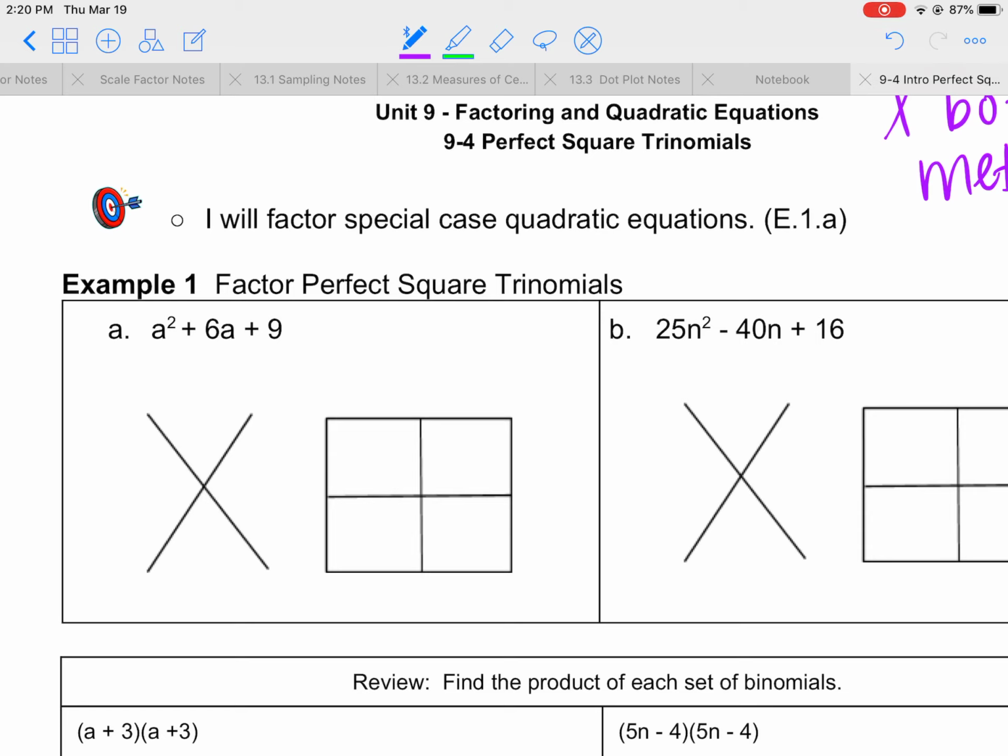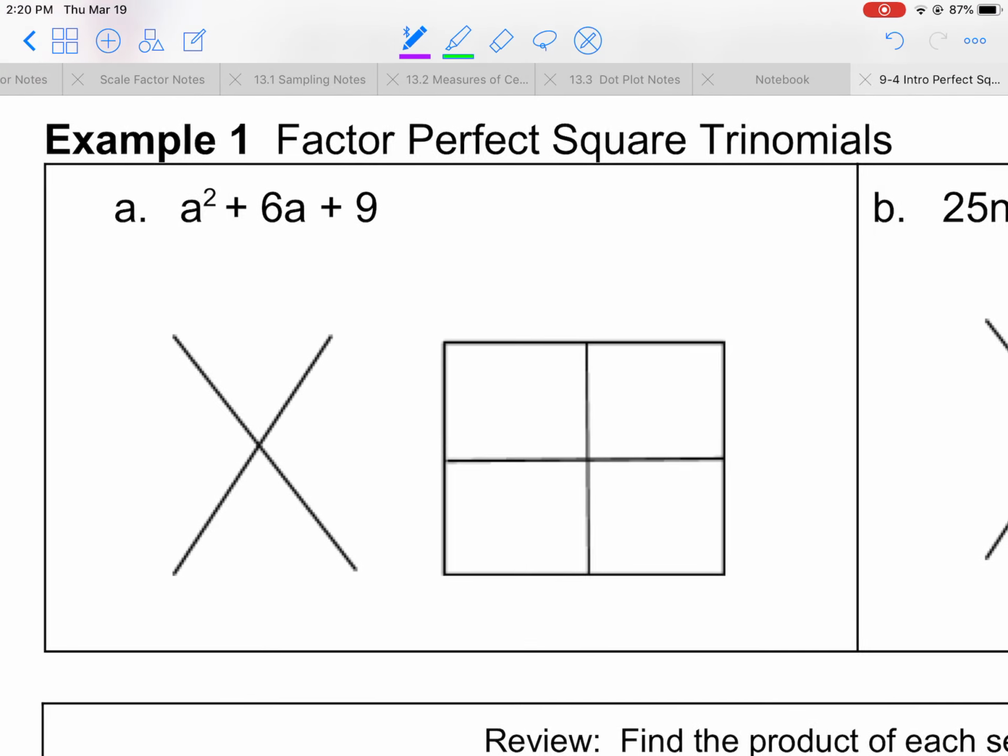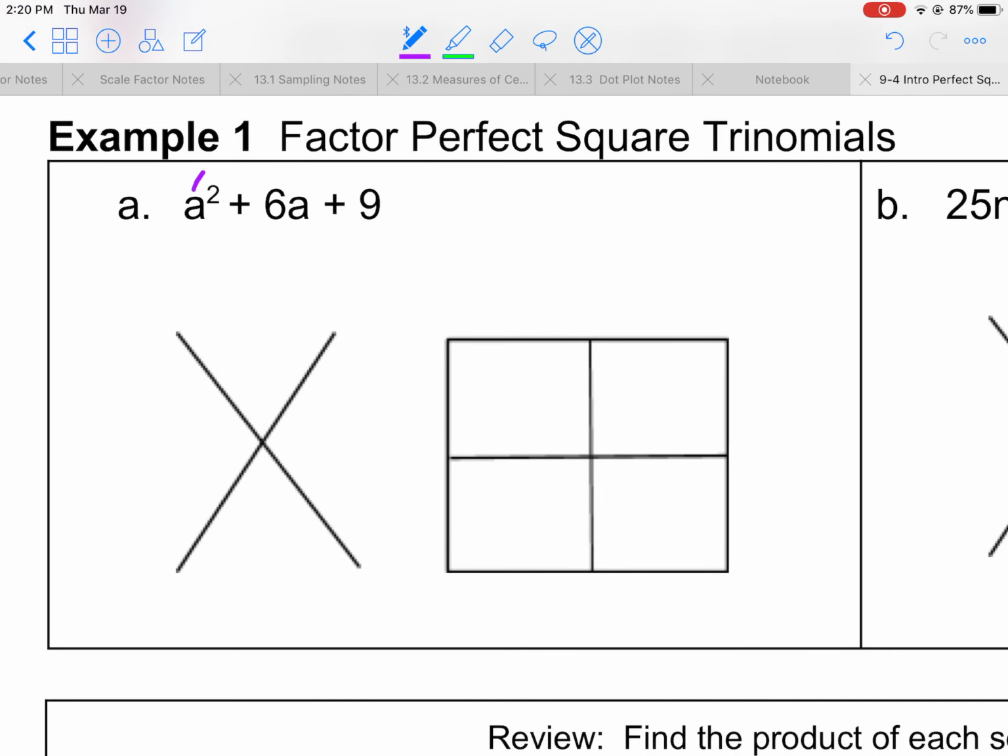So our perfect square trinomial, I have a squared plus 6a plus 9. What I'm going to do here is first multiply my first and last term. The coefficient on a squared is 1, so 1 times 9 is 9. And I take this middle term and put it on the bottom of my x.